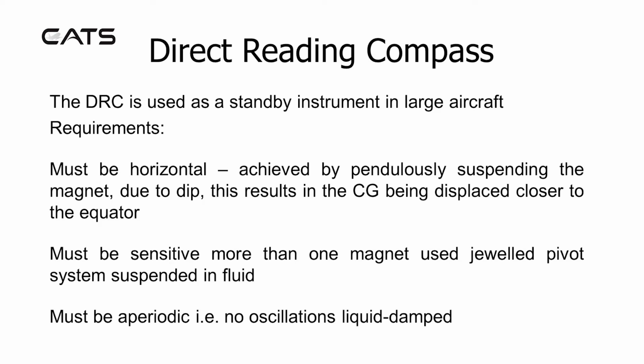The direct reading compass. The direct reading compass is used as a standby instrument in large aircraft. In terms of requirements, it must be horizontal, and this is achieved by pendulously suspending the magnet. Due to dip, this results in the CG, centre of gravity, being displaced closer to the equator. It must be sensitive, more than one magnet is therefore used, and a dual pivot system is suspended in fluid. It must be aperiodic, i.e. there are no oscillations, and it's liquid damped.